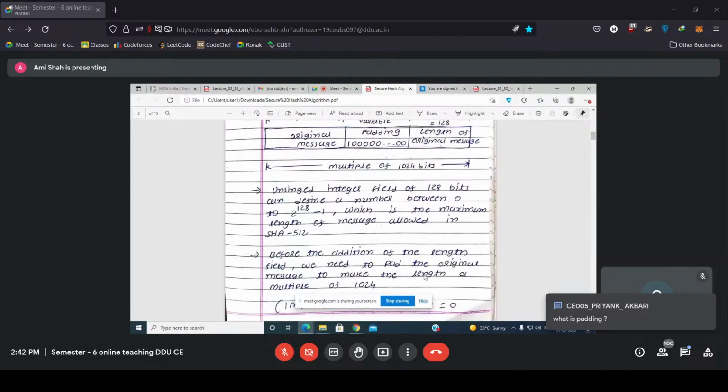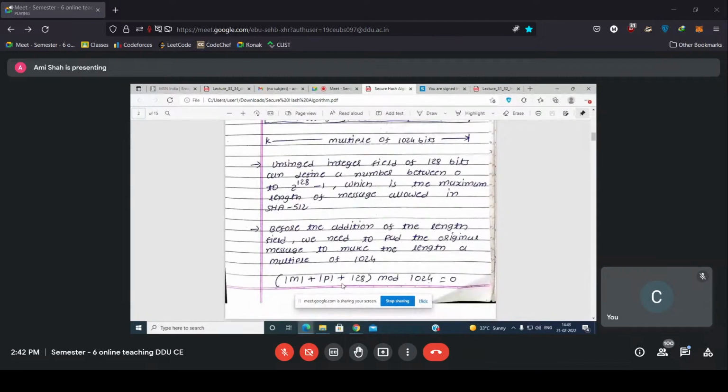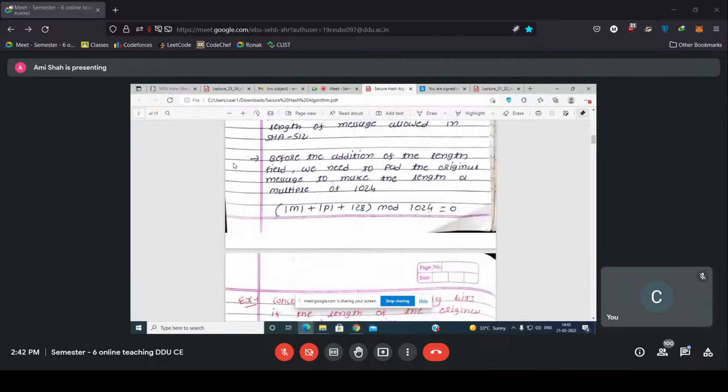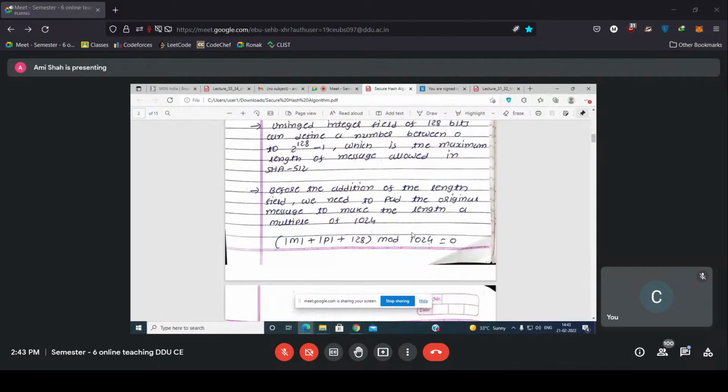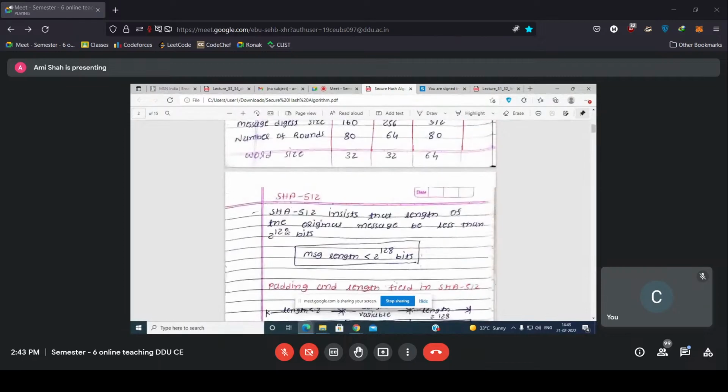Before the addition of the length field, we need to pad the original message to make the length a multiple of 1024. When I take the message plus padding plus length, the sum must be a multiple of 1024. That's why I can say that (M + P + 128) mod 1024 equals 0. You have to keep this in mind.